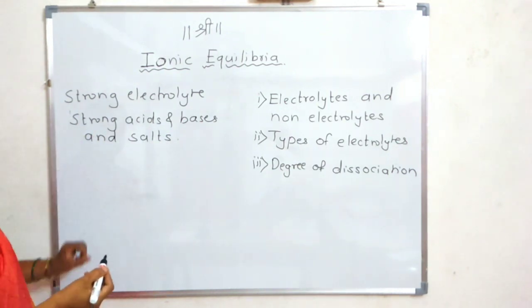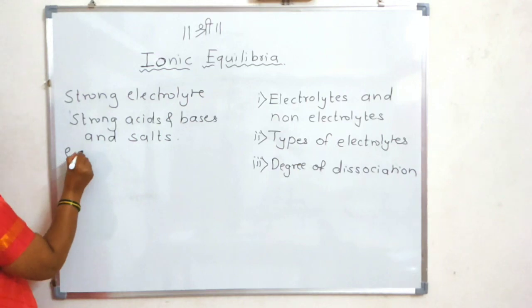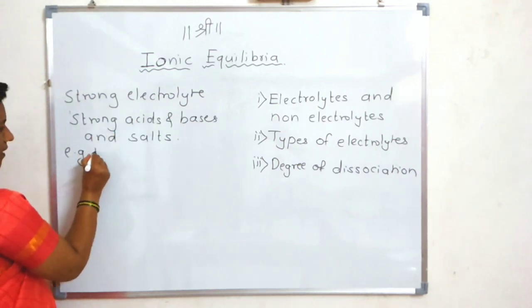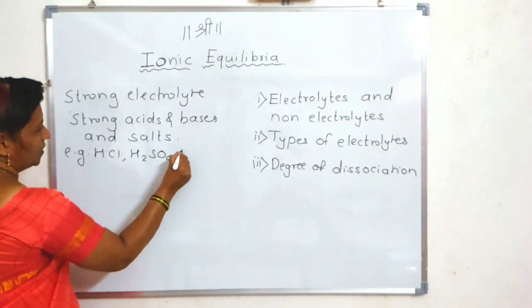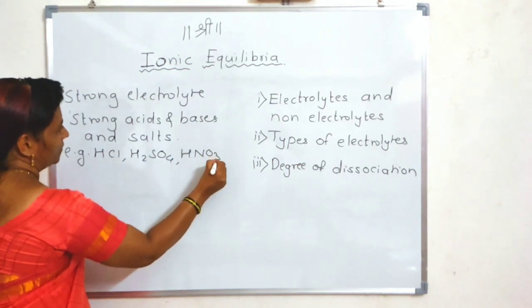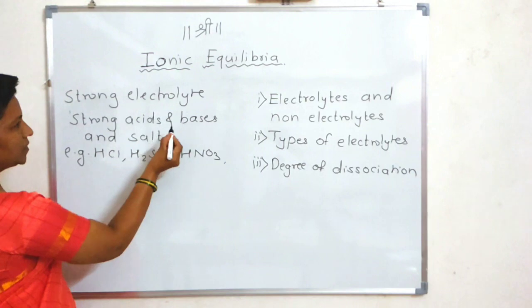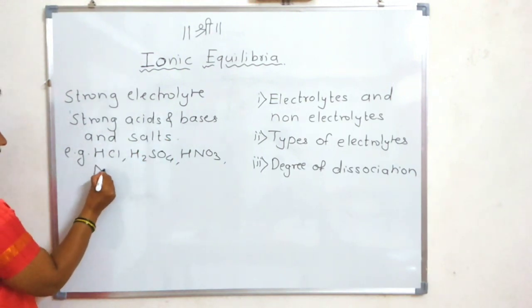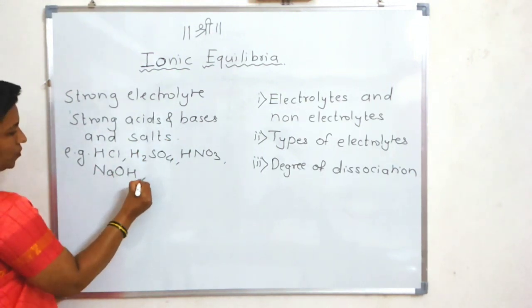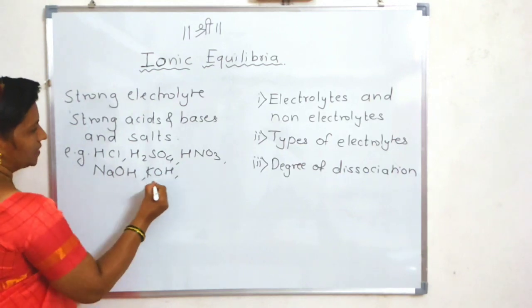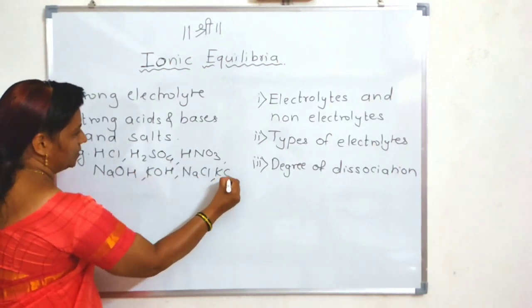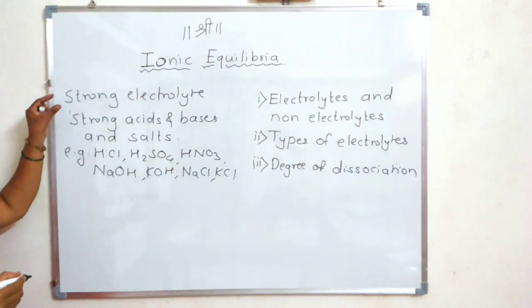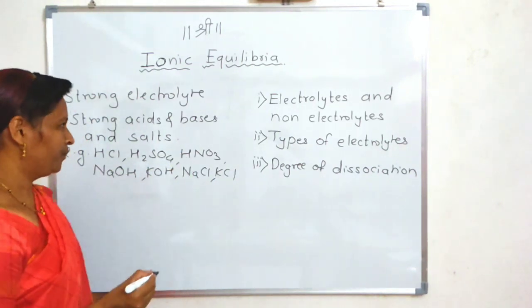Examples of strong acids are HCl, H2SO4, HNO3, etc. Examples of strong bases are NaOH and KOH. Examples of salts are NaCl, KCl. These are all examples of strong electrolytes.